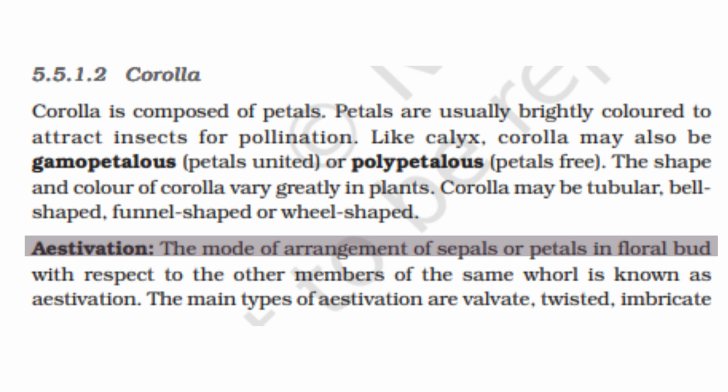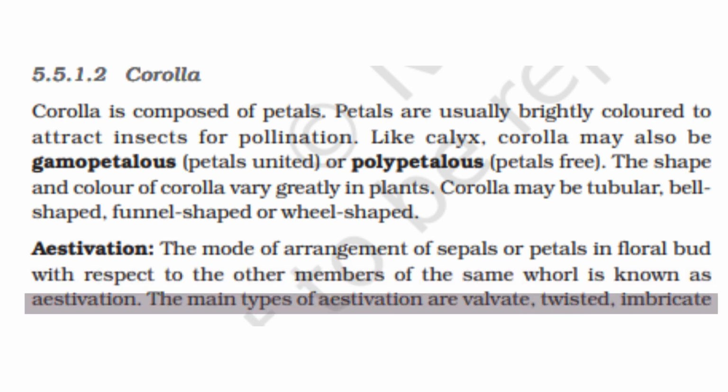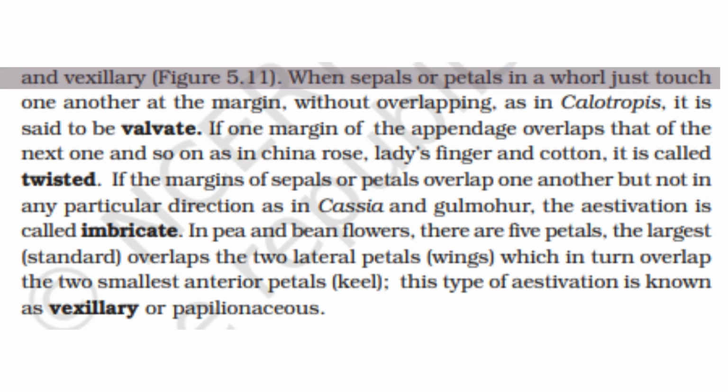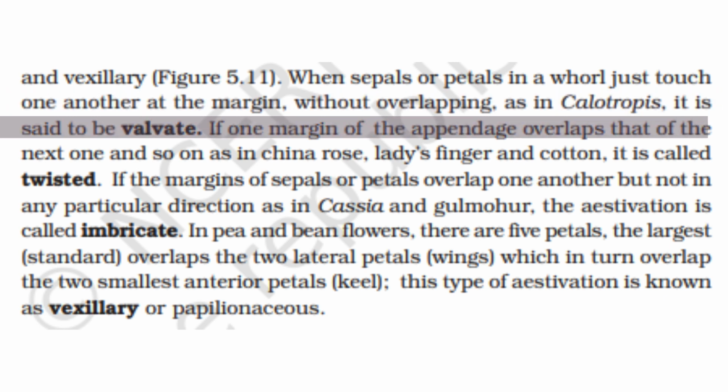Estivation. The mode of arrangement of sepals or petals in floral bud with respect to other members of the same whorl is known as estivation. The main types of estivation are valvate, twisted, imbricate, and vexillary. Figure 5.11. When sepals or petals in a whorl just touch one another at the margin without overlapping, as in Calotropis, it is said to be valvate.